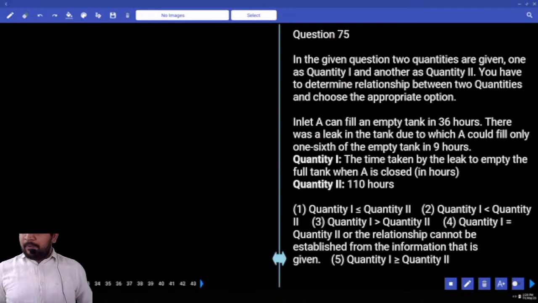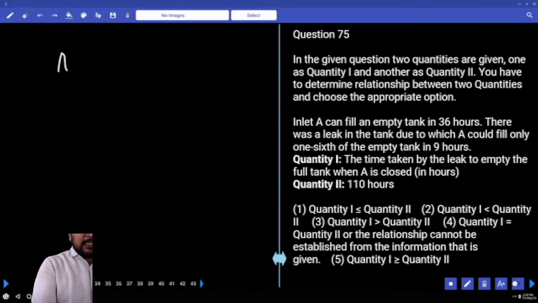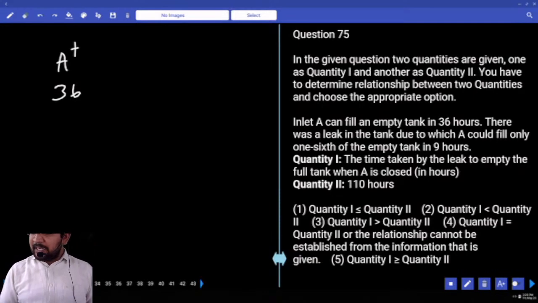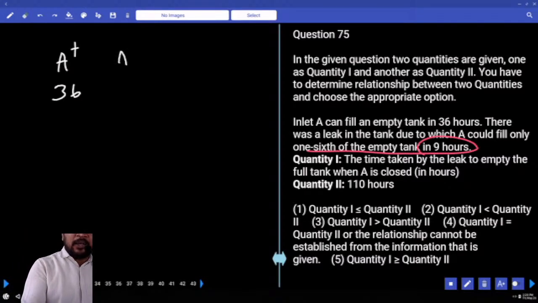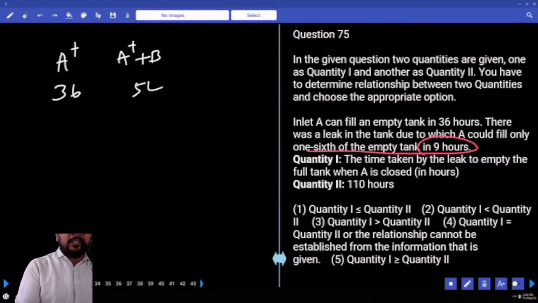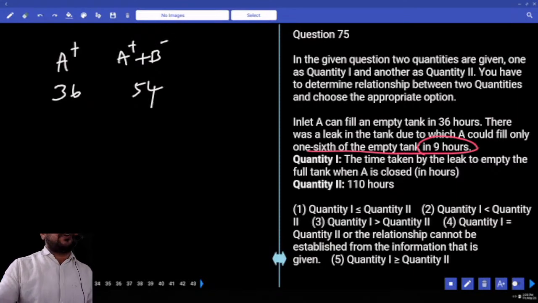Inlet pipe A can fill an empty tank in 36 hours. A alone will take 36 hours. There was a leak in the bottom of the tank. Now 1/6 of the tank empties in 9 hours. Now 1/6 in 9 hours is nothing but the total tank in 54 hours, na. Total tank in 54 hours, na.